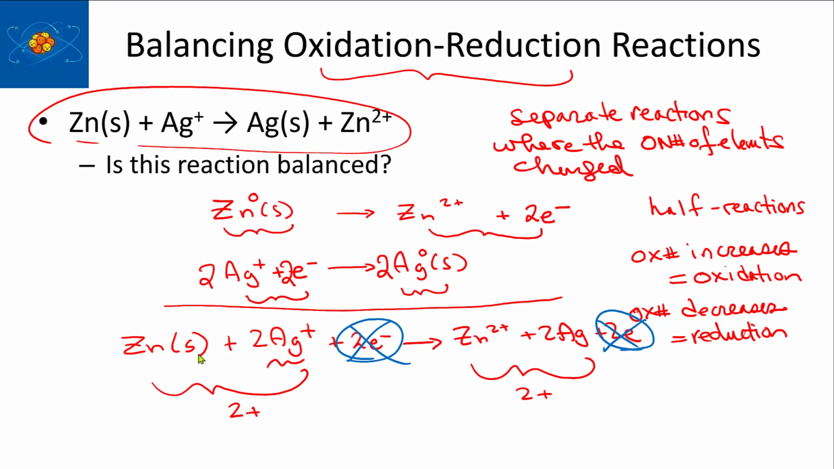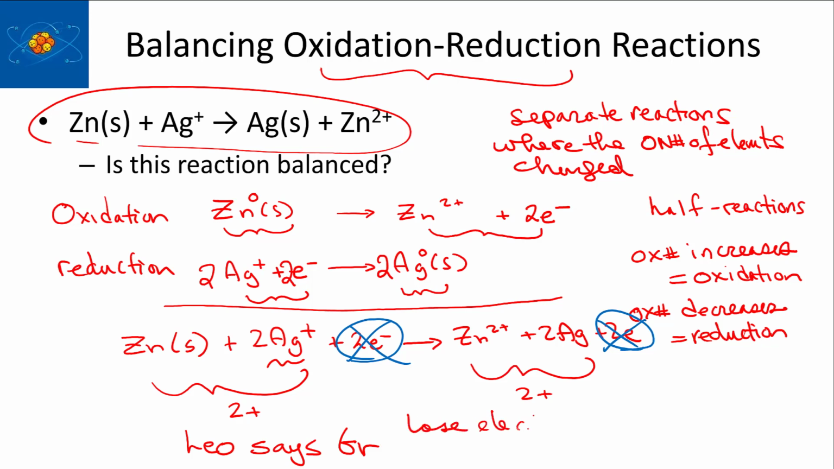I was about to move on and I realized there's one more thing I want to do here. I'm going to write here that this is the oxidation half reaction, and this is reduction. Again, oxidation is loss of electrons, and reduction is gain of electrons by an element in the reaction. And there's a saying that we have. It says LEO says GER, and it stands for lose electrons, oxidation, and then gain electrons is reduction. Okay, so that's one way to remember it.